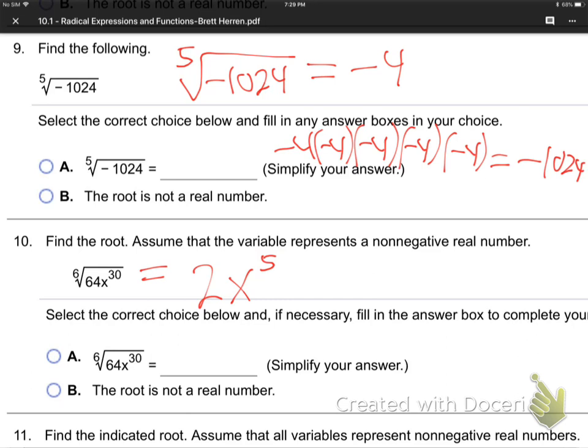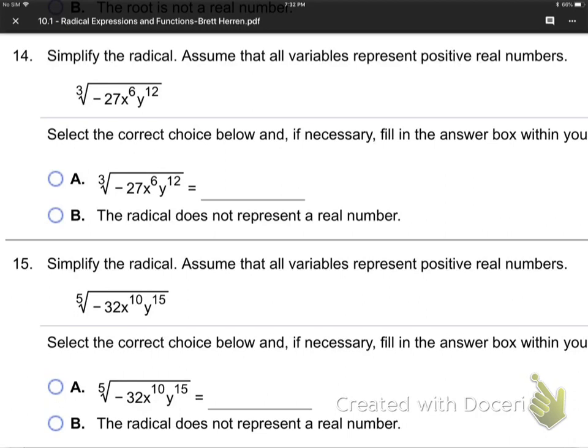All right, so number 14. Cube root of negative 27x to the 6y to the 12th. Can you do that one? So do the number first. Just guess on your calculator if you want.